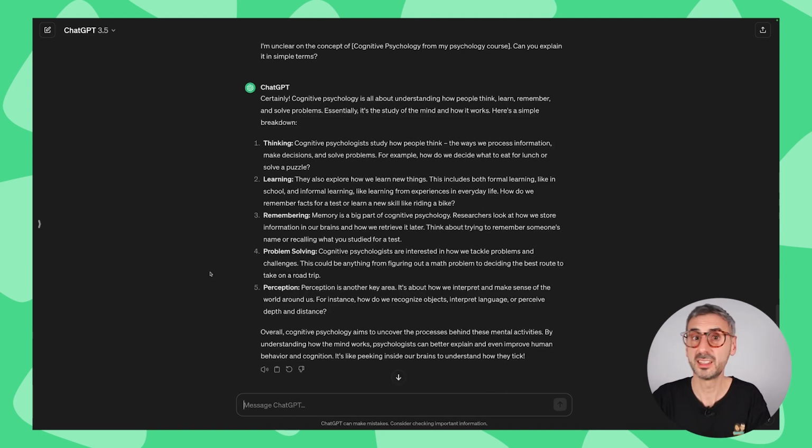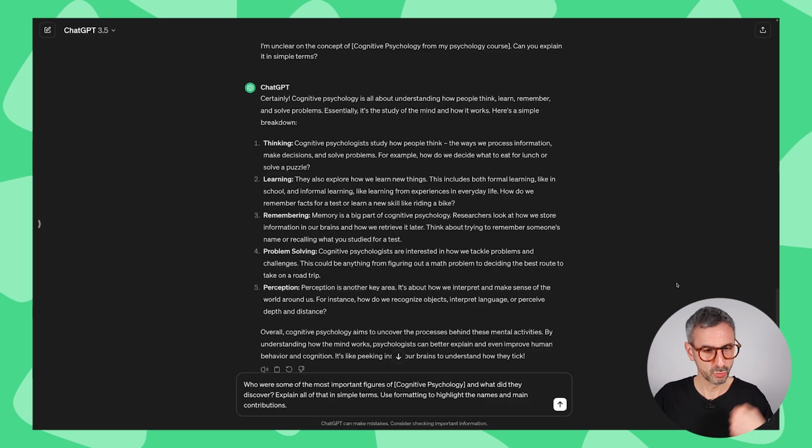All right, so I think it did a great job at simplifying this concept of cognitive psychology. Let's dive a bit deeper. Let's continue learning about the concept of cognitive psychology, because I am in that psychology class and I know I have a test coming next week. So I should probably dig deeper. All right, so let's use this prompt to go further.